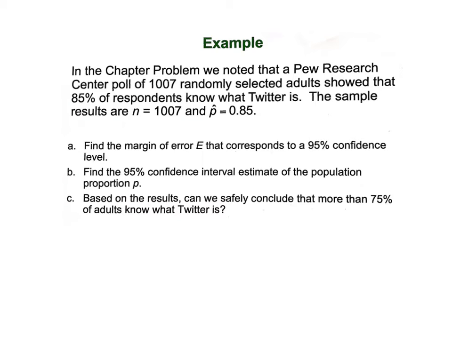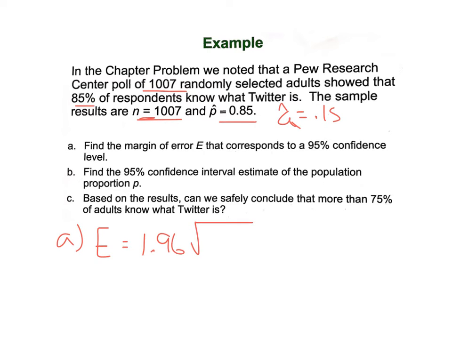A Pew Research Center poll of 1,007 randomly selected adults, that's N, shows that 85%, that's P hat, know what Twitter is. The sample results are N is 1,007 and P hat is 0.85, which means Q hat is 0.15. Find the margin of error, part A. So I'm going to say E equals, and I'm going to find my Z-crit first. Remember, the Z-crit for 95% on the last slide was 1.96. So, 1.96 times the square root of P hat 0.85, Q hat 0.15, over N, 1,007.